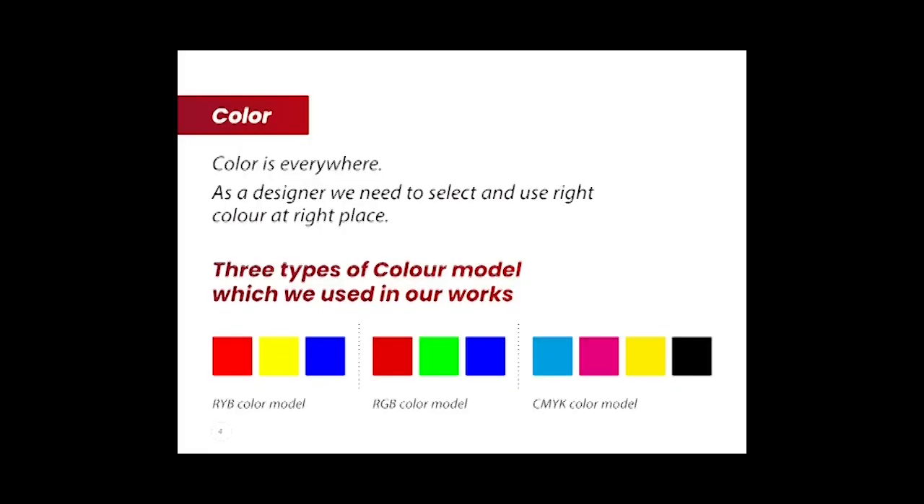When we think about a toy, generally our brain makes colorful images, right? So we need to understand the color psychology as well as the technical aspects of color. I mean, how we select a specific color for specific toys and games. At the primary level, there are three color models which we must understand before designing a toy and game. The color models are RYB, RGB, and CMYK.